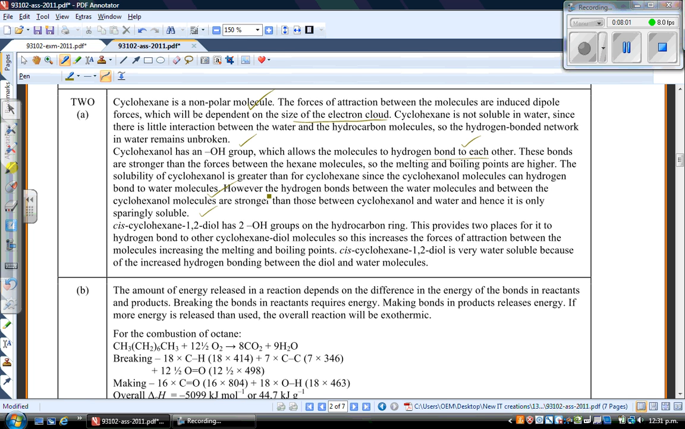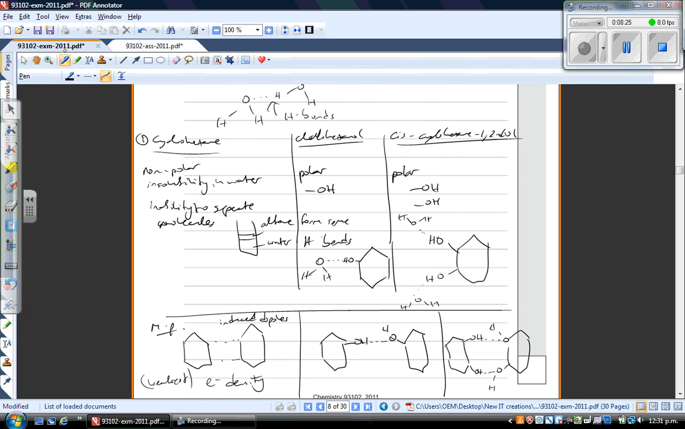That sounds a bit confusing, but basically comparing cyclohexanol to cis cyclohexane 1,2-diol, the key point is that there are two OH groups for this compound. This provides two places for it to hydrogen bond to other molecules, so this increases the force of attraction, increasing the melting and boiling points, and also it's very soluble in water because of the increased hydrogen bonding capacity. So let's go and take a look at part B.